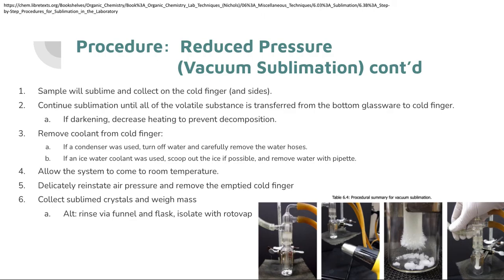Delicately remove the empty cold finger from the apparatus and scrape off the sublimed crystals onto a watch glass. Or alternatively, you could rinse the crystals from the cold finger with a solvent through a funnel and then into a round bottom flask to later remove the solvent using a rotovap.